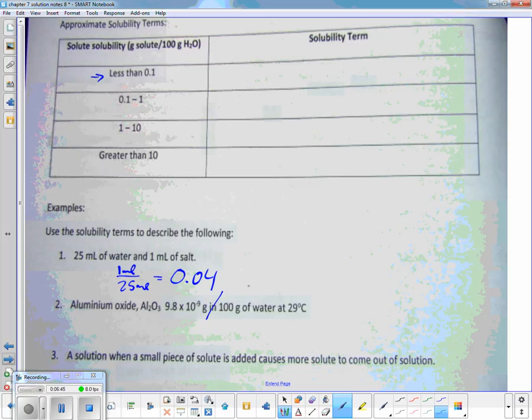Okay, a solution where a small piece of solid is added and causes more solid to come out of solution. What are we probably then? We probably got a supersaturated solution. So that's a solubility term we'd use there, a supersaturated solution. Okay, this would be unsaturated. This would be very unsaturated.